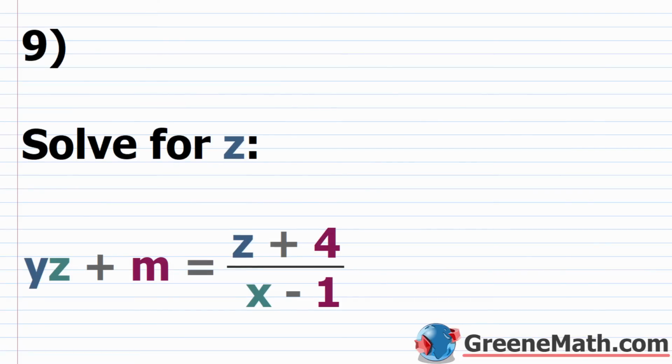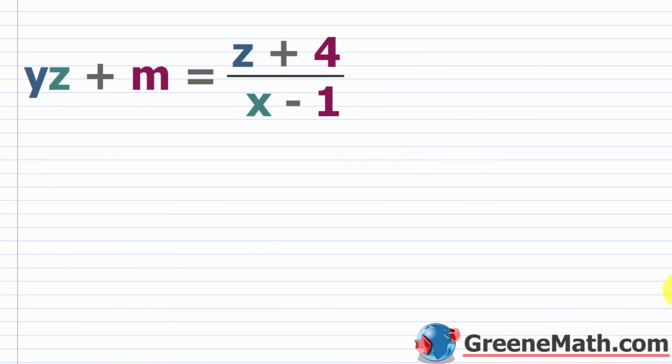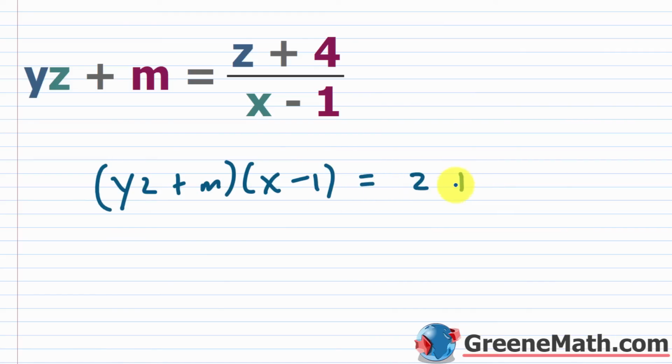All right, let's look at problem number 9. We're asked to solve for z. Let's slide down here. We have yz plus m is equal to z plus 4 over x minus 1. So if I'm solving for z, again, I've got to get all the terms with z in it to one side of the equation, everything else to the other. So what I'm going to do is multiply both sides by the quantity x minus 1 so I can clear this denominator. So let's go yz plus m times the quantity x minus 1. This will be equal to z plus 4.